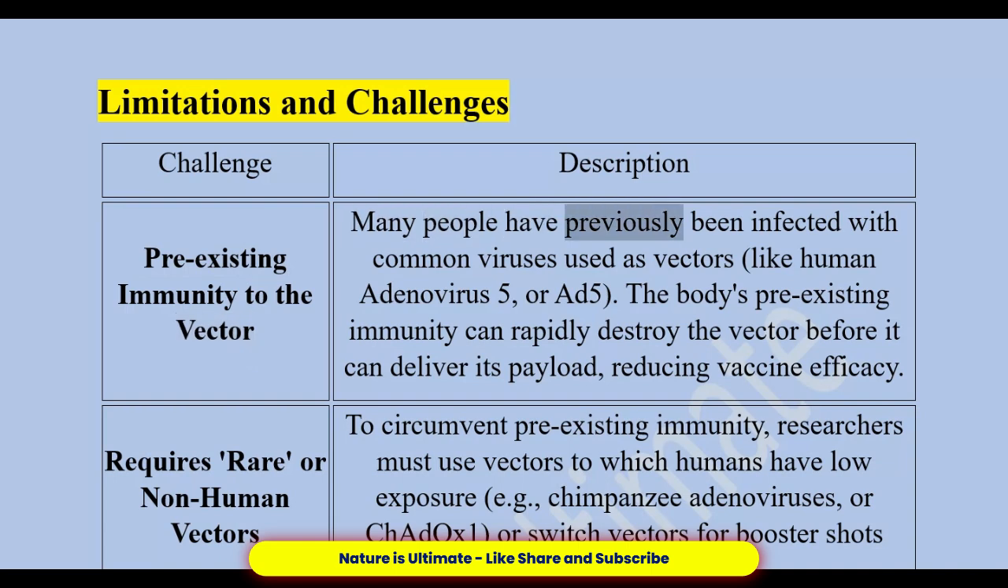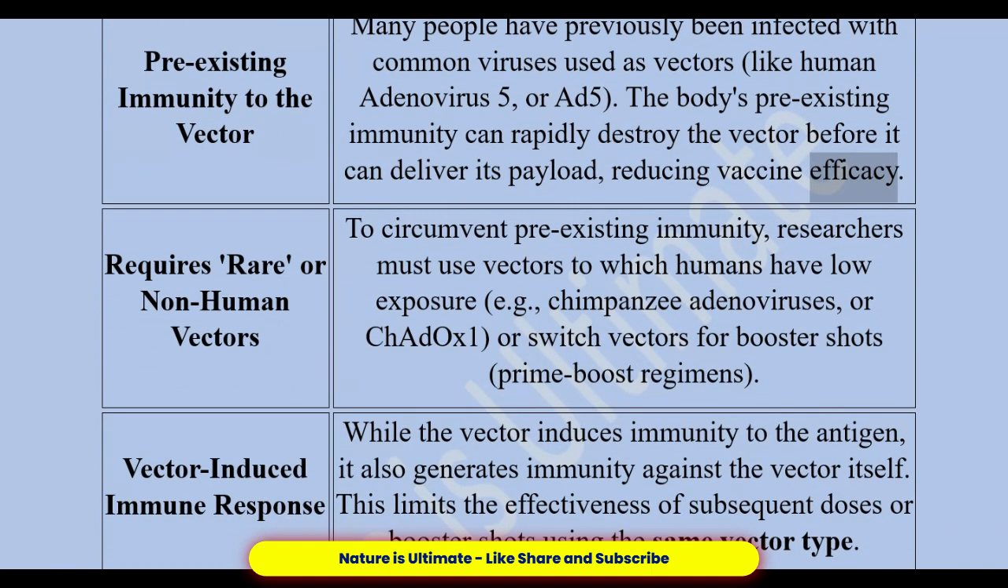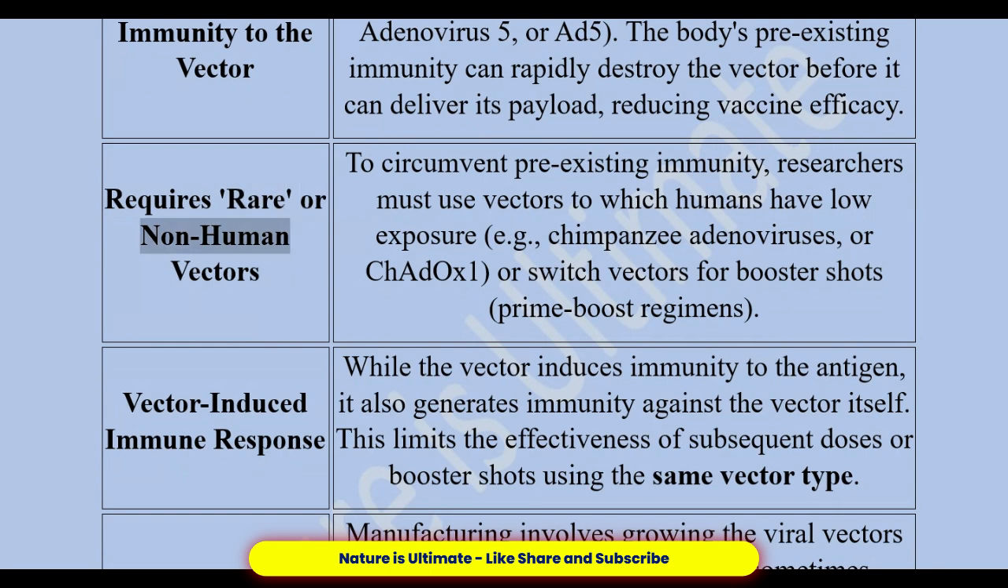Many people have previously been infected with common viruses used as vectors, like human adenovirus 5, or Ad5. The body's pre-existing immunity can rapidly destroy the vector before it can deliver its payload, reducing vaccine efficacy. Requires rare or non-human vectors. To circumvent pre-existing immunity, researchers must use vectors to which humans have low exposure, for example chimpanzee adenoviruses or ChAdOx1, or switch vectors for booster shots, prime-boost regimens.